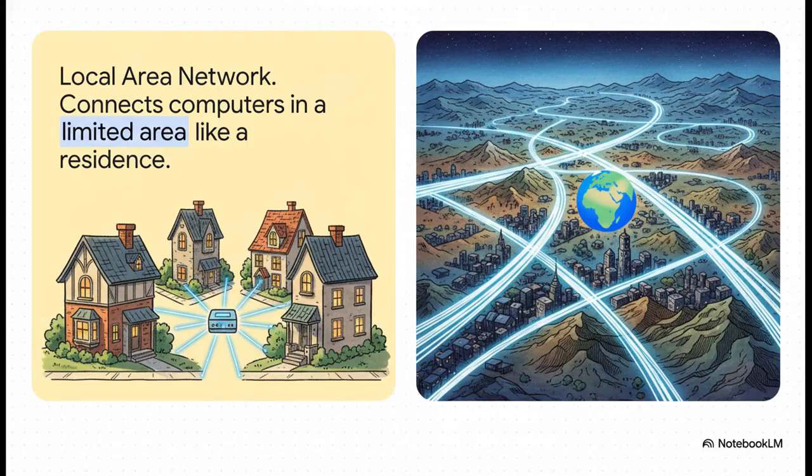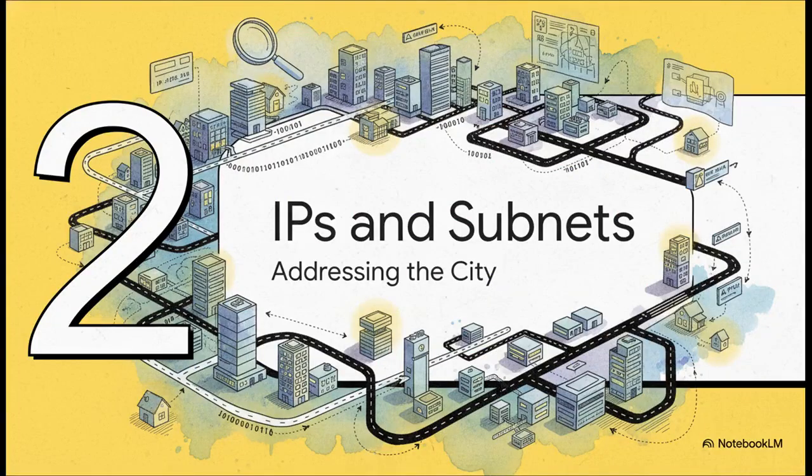To really grasp the scale we're talking about, let's compare two main types of networks. First, you have a local area network, or a LAN. This connects computers in a really limited local area, like your home Wi-Fi or maybe a corporate office building. Think of LANs as your local neighborhood streets. On the flip side, we have a wide area network, or a WAN. A WAN extends those LANs over massive geographic areas, usually using huge optical fiber cables. So if LANs are the local neighborhood streets, WANs are the massive interstate highways connecting entirely different cities and countries together. All right, moving right along to part 2, IPs, subnets, and addresses.